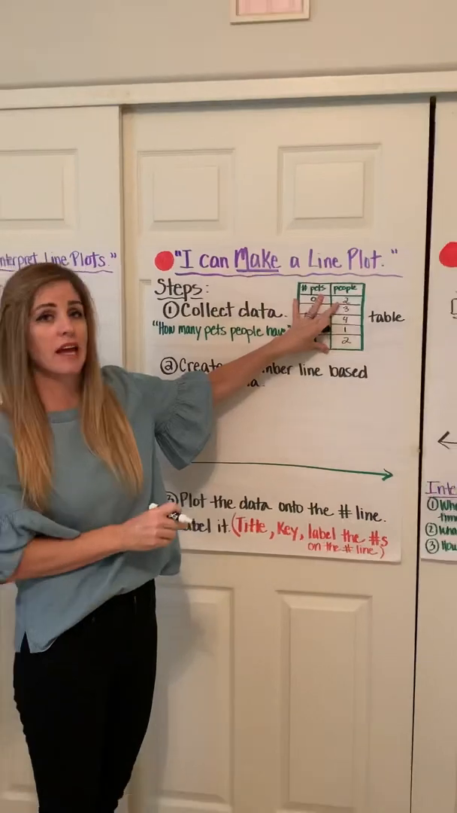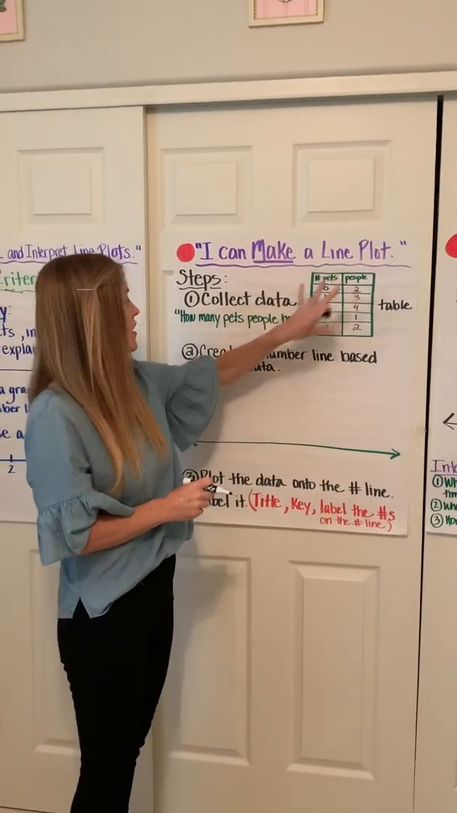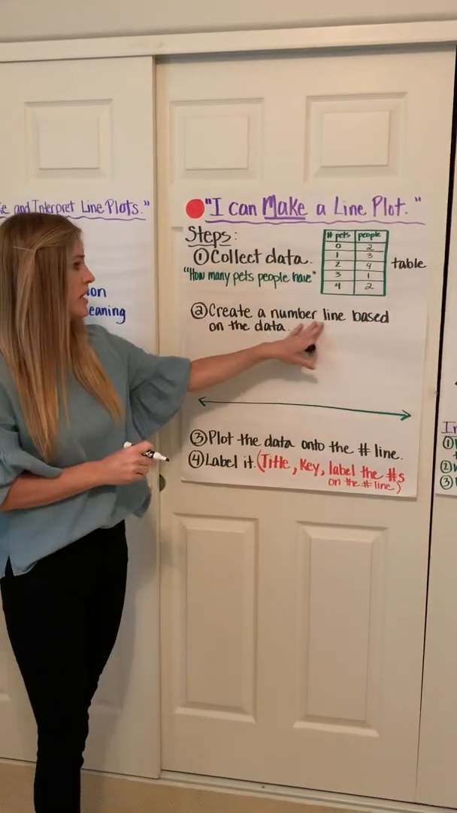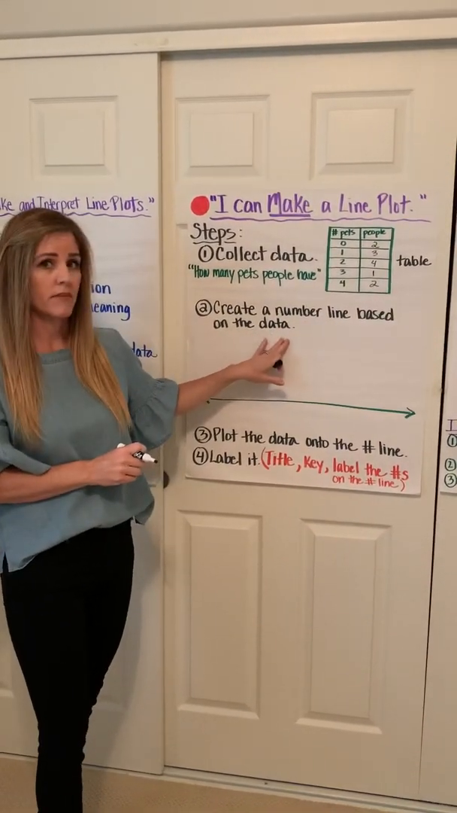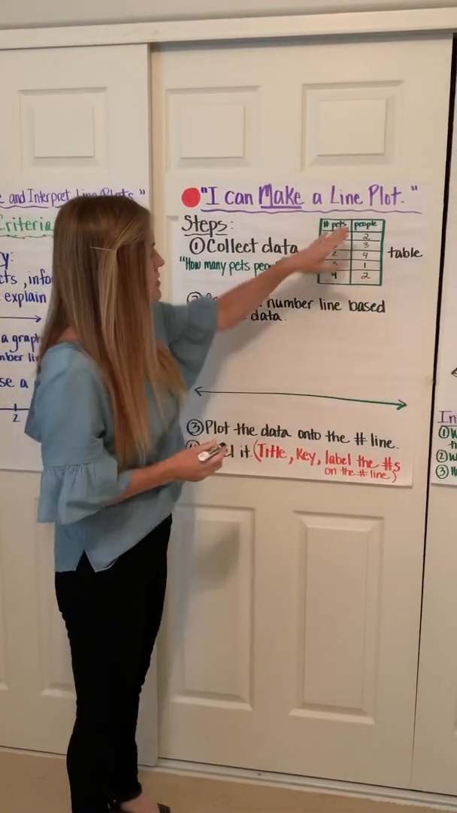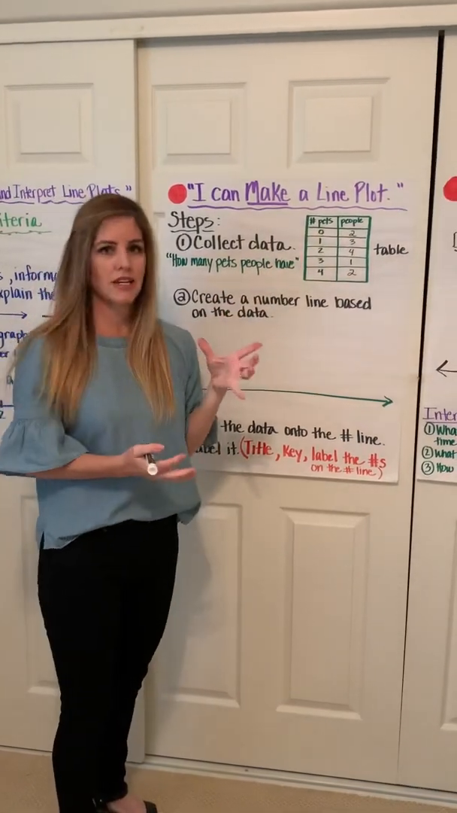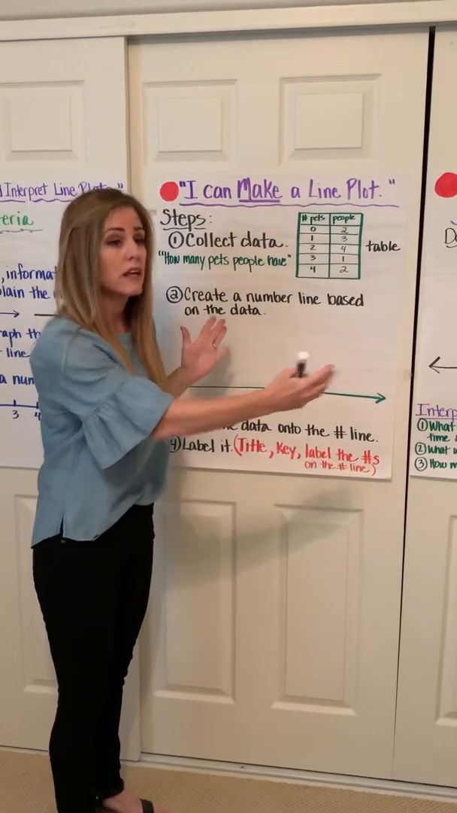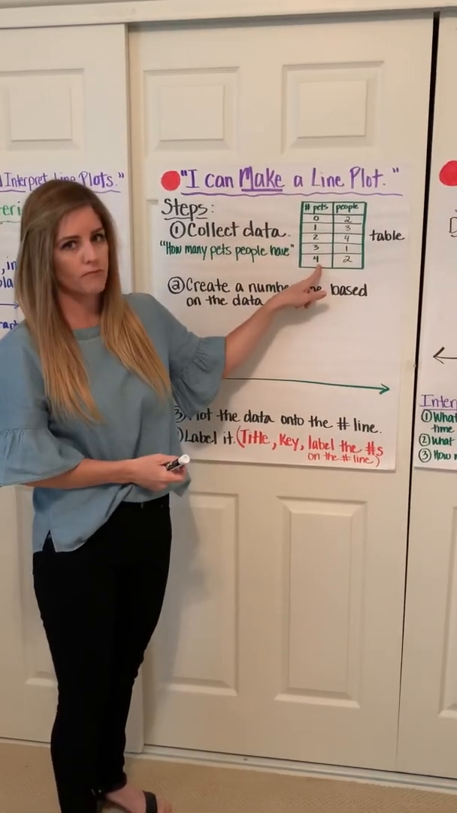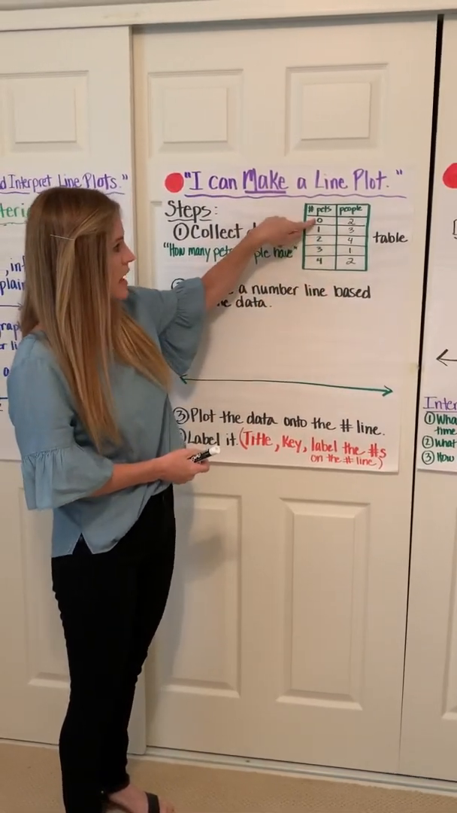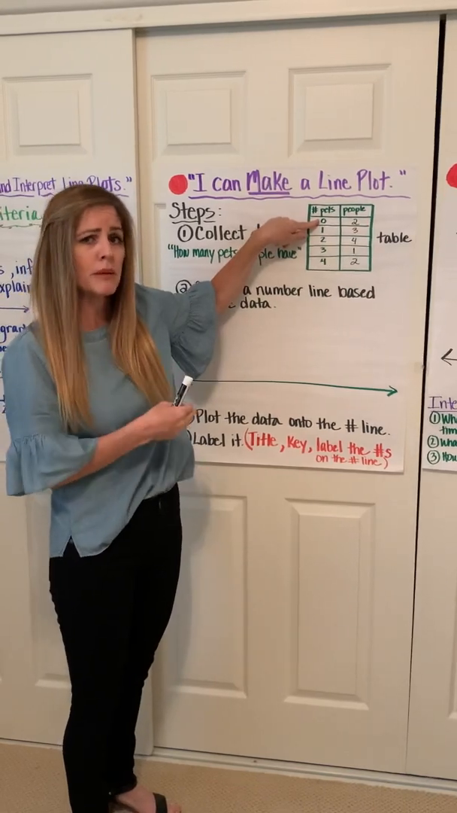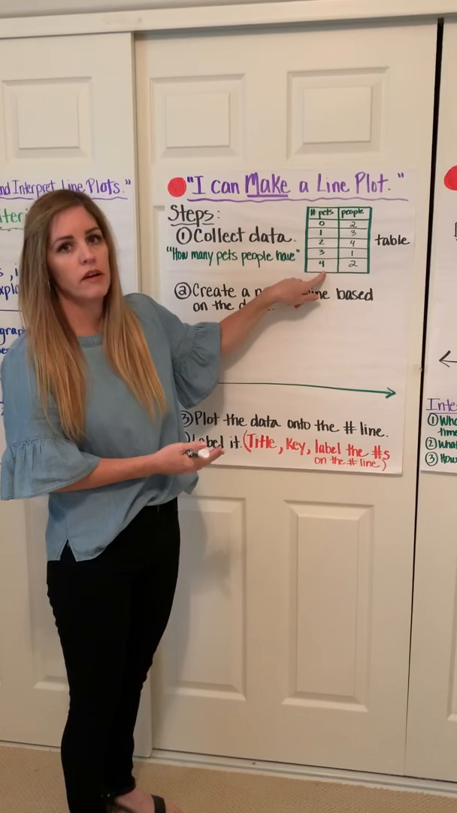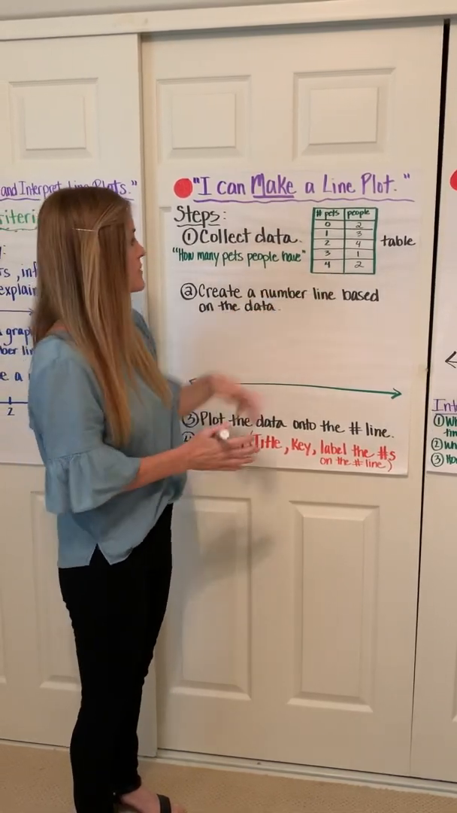Great, so now I have my data and I need to place this data onto a number line. So that's why step 2 is going to be create a number line based on the data. Based on the data means I need to look and see what numbers I need to have on the number line. I don't want to be creating a number line all the way up to 20 if my highest piece of data is 4. So in this case, my lowest piece of data is 0. Some people had 0 pets. And the highest piece of data would be 4. There were some people that had 4 pets, okay?